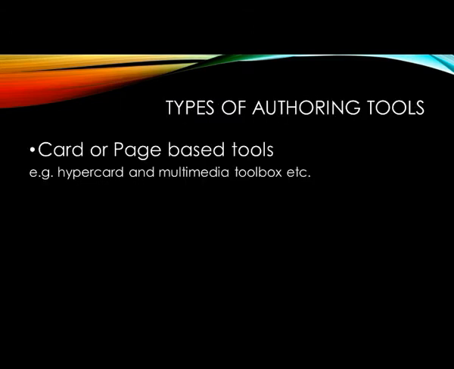The first one is card or page based tools. Now in this type of authoring tools, the elements are organized as pages of a book or pile of cards. Then the authoring tool links these pages into an organized sequence. When this sequence is played, it turns into an animation. Examples of these type of authoring tools are HyperCard and Multimedia Toolbox.